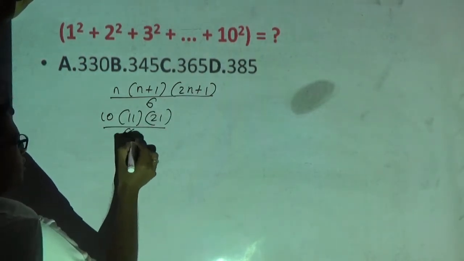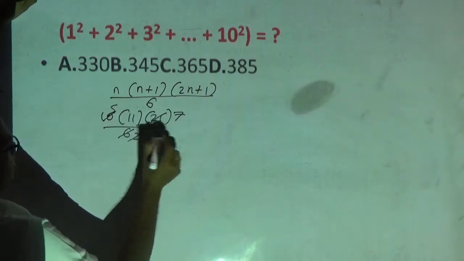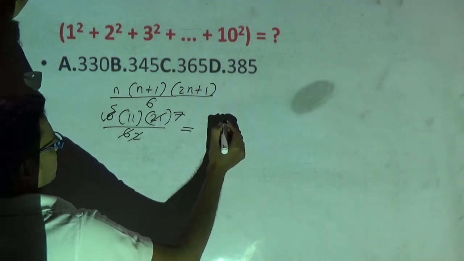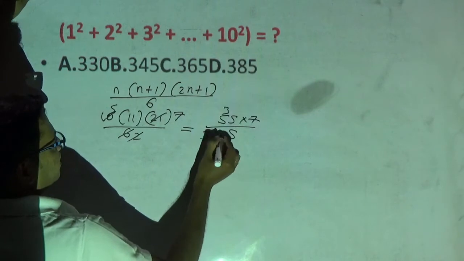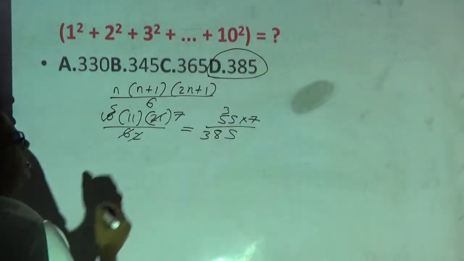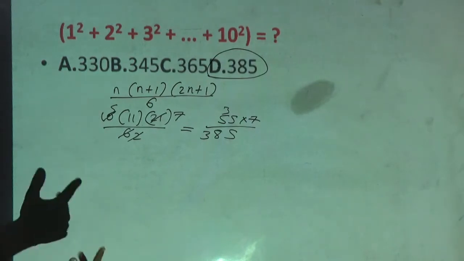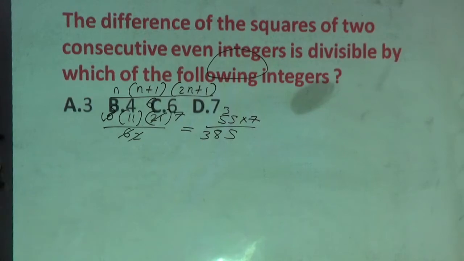Now 3 2s are 6, 3 7 times. 2 1s is 2, 5. Now this is nothing but 11 5s are 55 into 7. 7 5s are 35. 3 carry, that is 38. The answer for this question is 385. Option D. So using this formula I can solve this problem very easily. Okay, I will go for the next problem now.